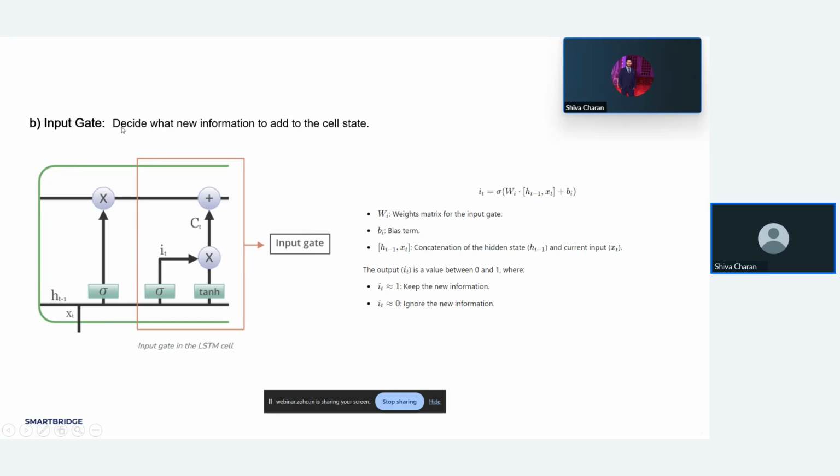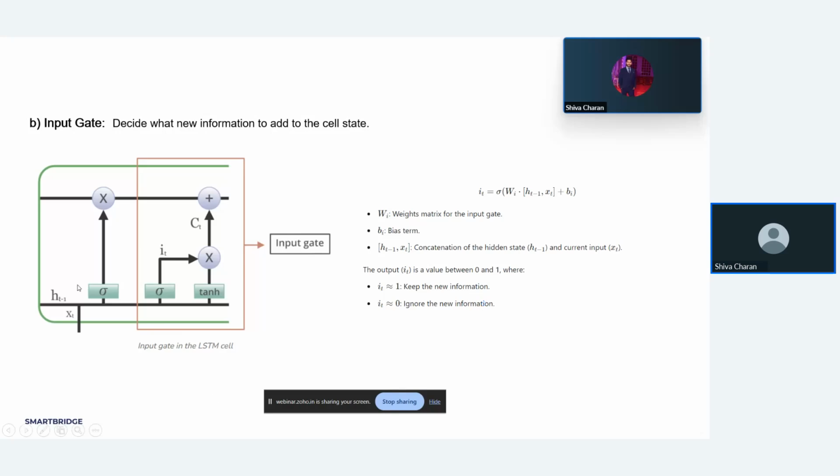In the input gate, it will decide what new information to add to the cell state. Which information should be added to the cell state is decided in the input gate. So Wi will be the weight matrix for the input gate again. Bi will be the bias term. ht minus 1 and xt will be the concatenation of hidden state and the current input. The output will be it, and the value will be 0 to 1 because of the sigmoid function again. If it is equivalent to 1, keep the new information. If it is 0, ignore the new information.